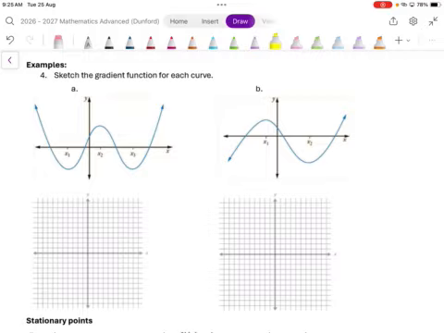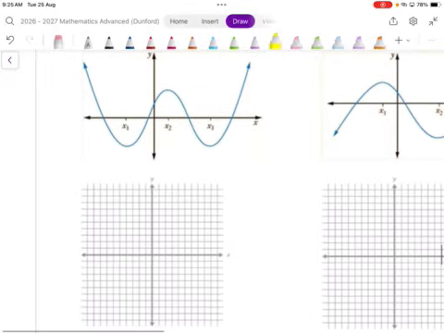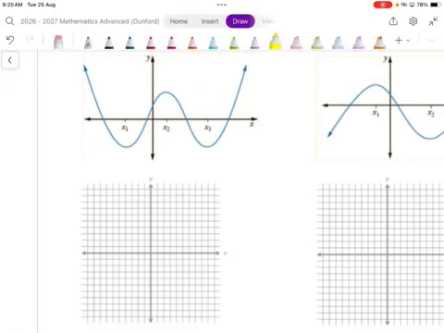What we are going to do, and we did this activity last year for your taster lesson, is we're now going to sketch the gradient function for each curve. So on our original function, we want to put our pluses and minuses and our zeros where our gradient is. So at x1, x2, and x3, they are all zeros. Sorry, I realised I did that in red and not pink.